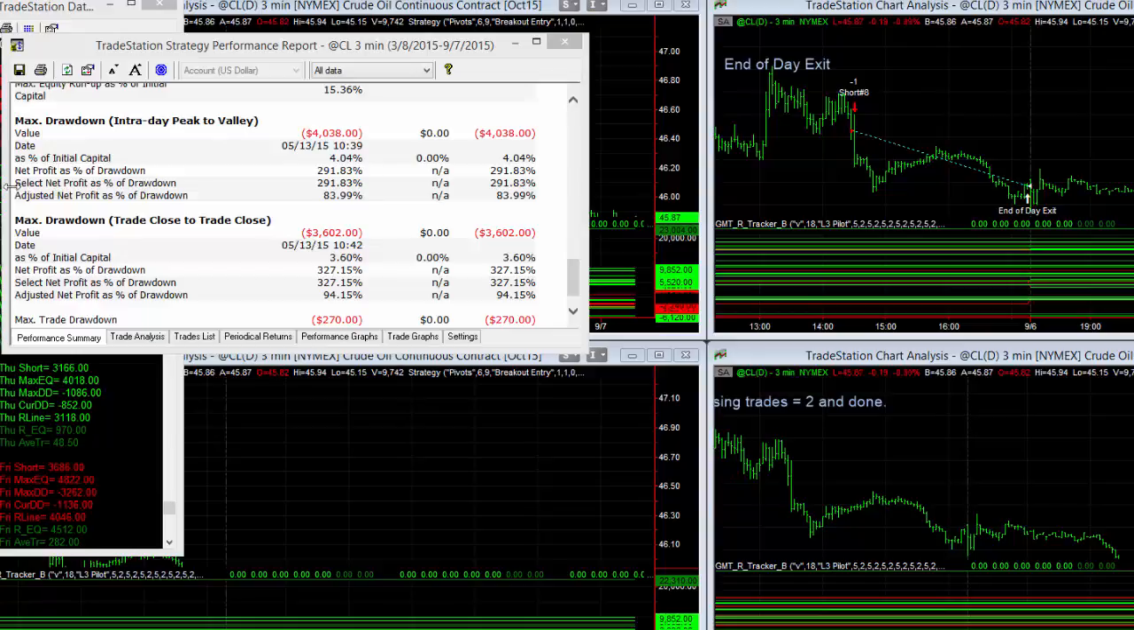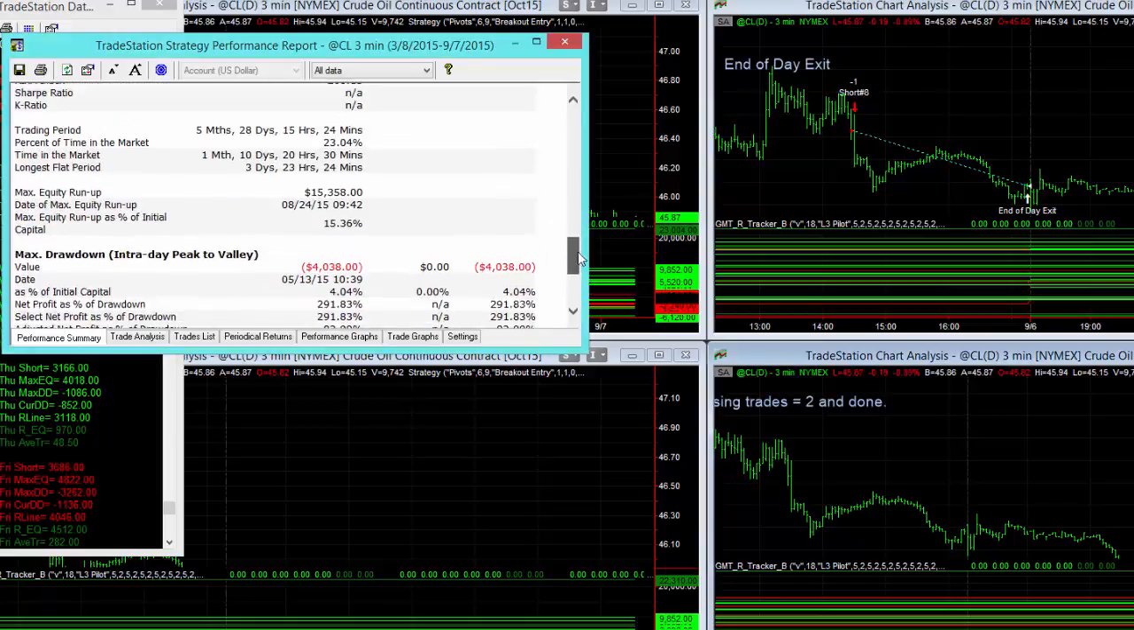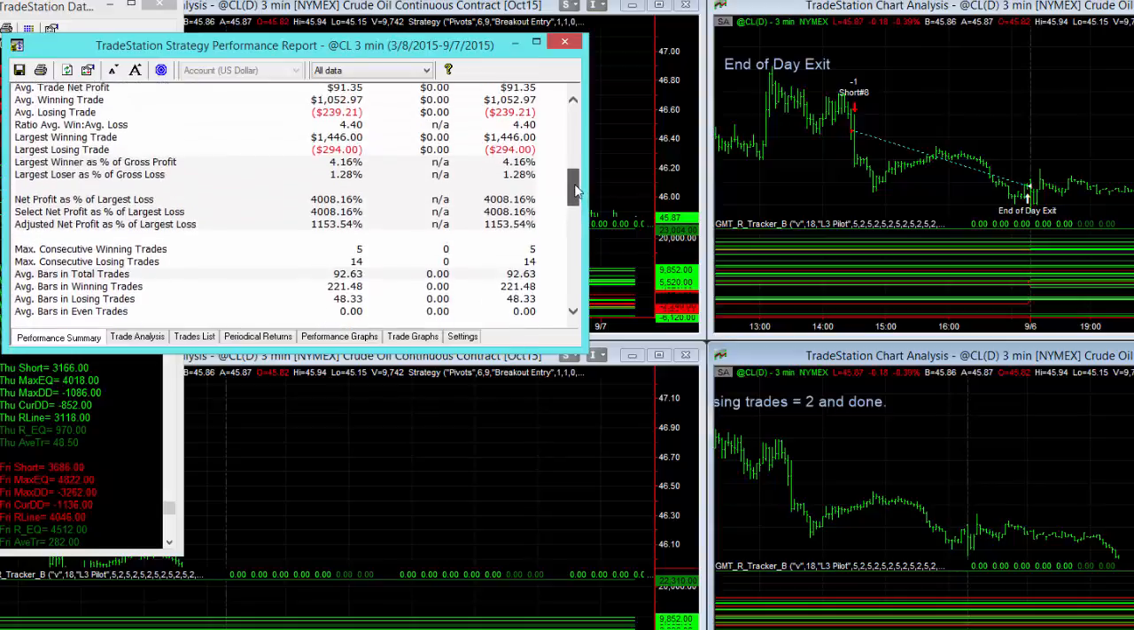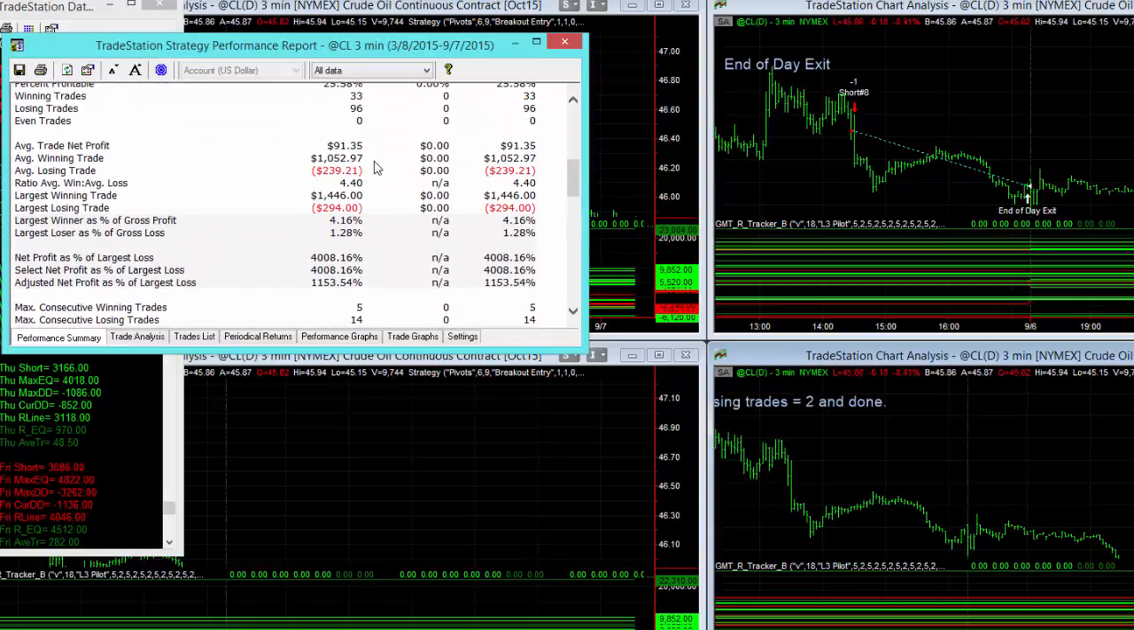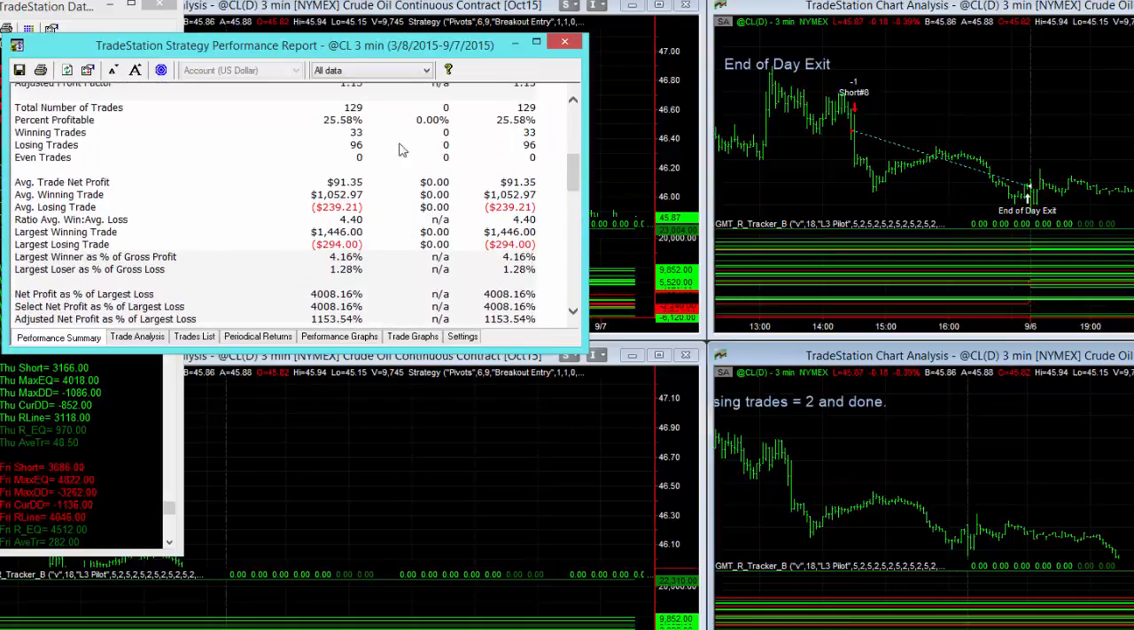Now let's have a look at the rest of the stats here. We have a win rate of, let's have a look, 25.58%. So that's our lowest win rate, which isn't great, but we've capped our risk, which is good. That's a positive. And we have 129 trades. So our total number of trades has dropped dramatically. Our highest number of trades was 283 on the end of day exit, and we're now down to 129.